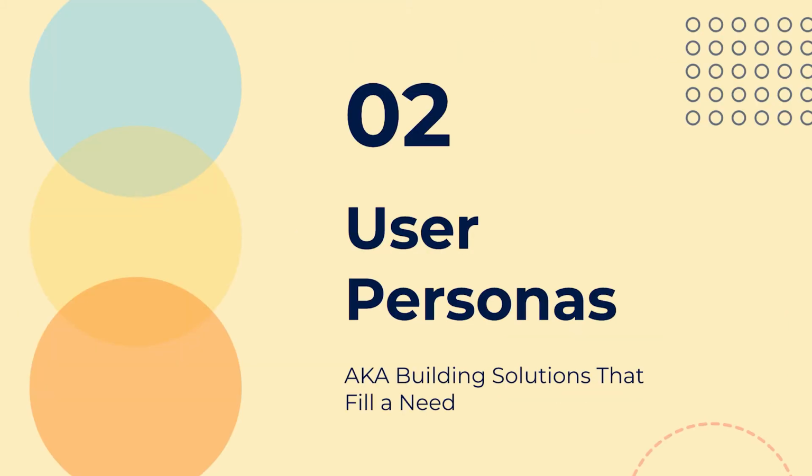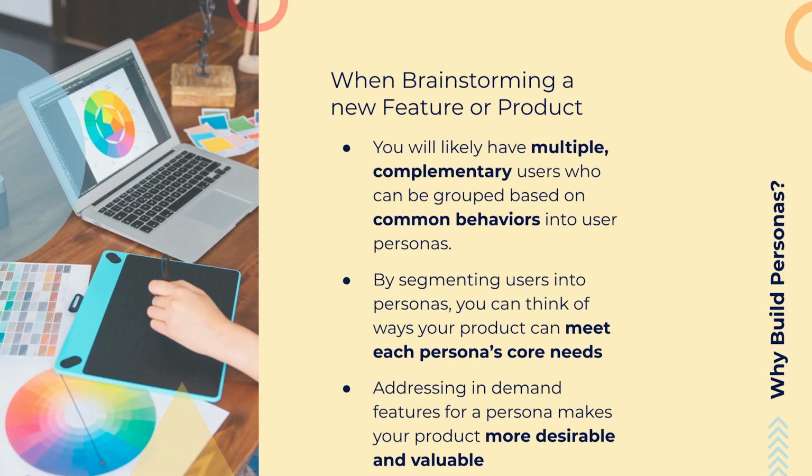So one of the first steps in deciding how to move forward in building a product is you have to really understand your users. When brainstorming a new feature or product, you'll probably have multiple users who can be grouped on a set of common behaviors. These behaviors and demographic information can really inform a certain group. Some groups can be broken along age lines, their gender, their profession, what their interests might be. And by segmenting users into personas, you can think of ways your product can meet each persona's core needs.